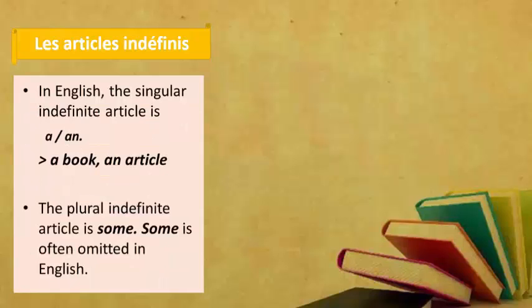The second kind of article, les articles indéfinis, we used to compare first to English. In English, the singular indefinite article is a or an. You know that a is for the singular that starts with a consonant, like book, a book. Article in English starts with a vowel, so we use an for it. A book, an article. And the plural, we use some, which is often omitted in English.